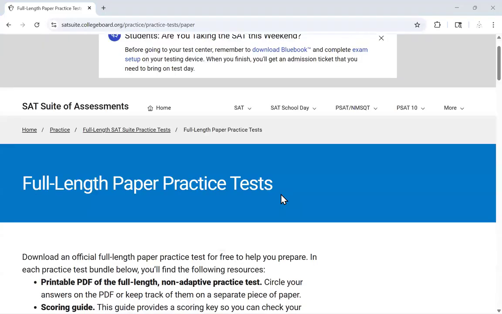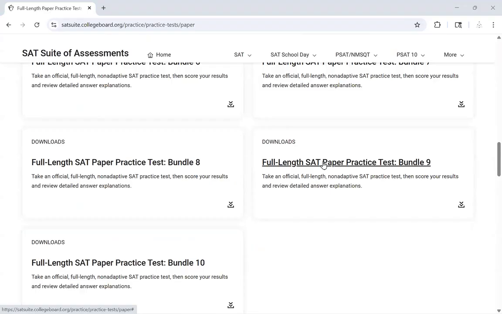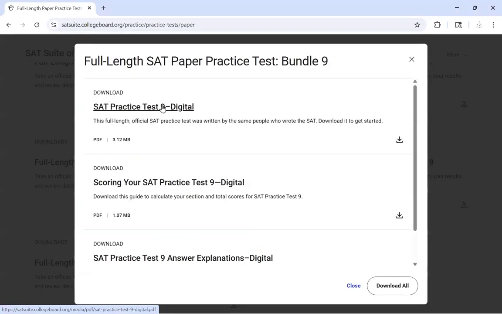If you go to that website, this is going to be bundle 9 of the paper practice test. If you click on that, you can find the paper practice test here. You can also find answers and written explanations of the answers in that bundle. Some of the written explanations will be different than the explanations I show in this video.